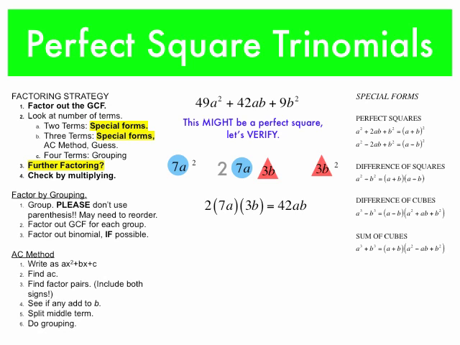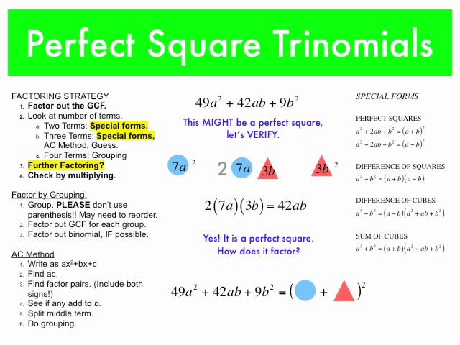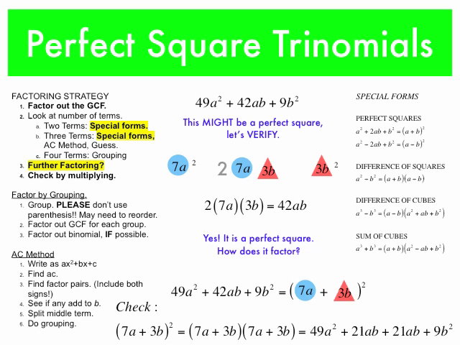So the middle term works, and therefore it factors as, remember, wherever there's a blue circle, you put a 7a. Wherever there's a red triangle, I put a 3b, so it factors as 7a plus 3b squared. And again, I would check that by doing FOIL, and it checks out.